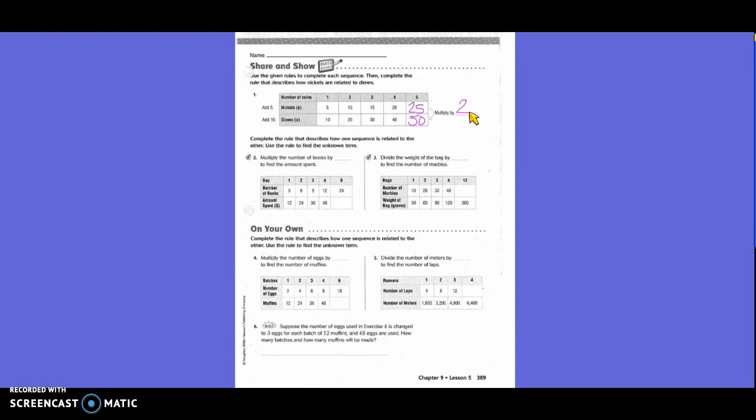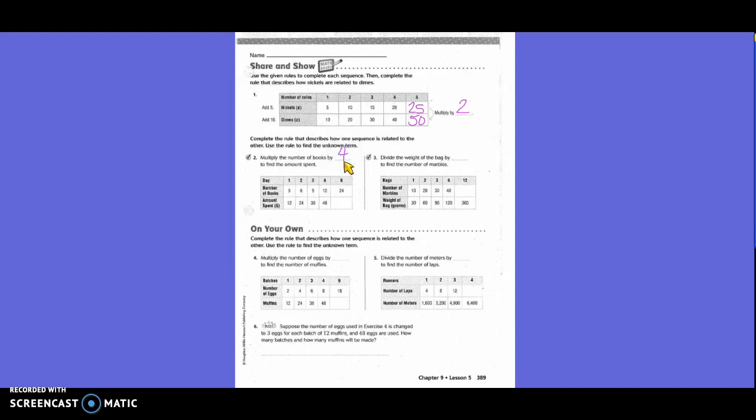Use the rule to find the unknown term. So multiply the number of books by, so they went 3 to 12, 6 to 24, 9 to 36, 12 to 48. So they're multiplying by 4.